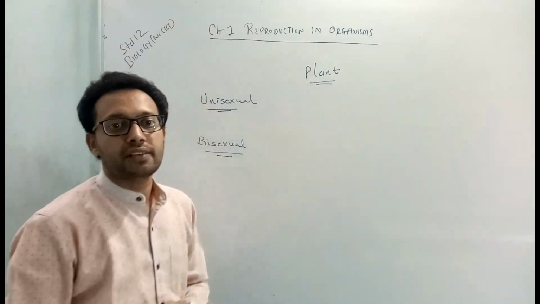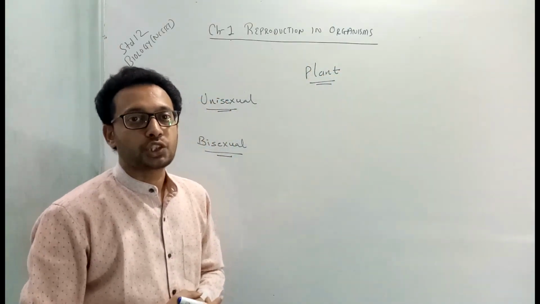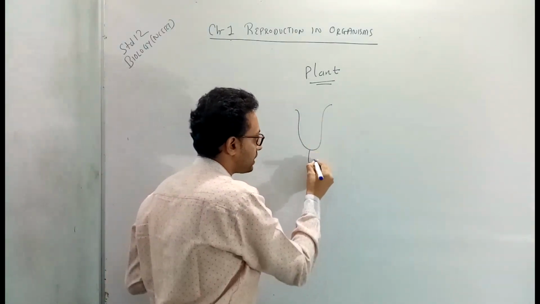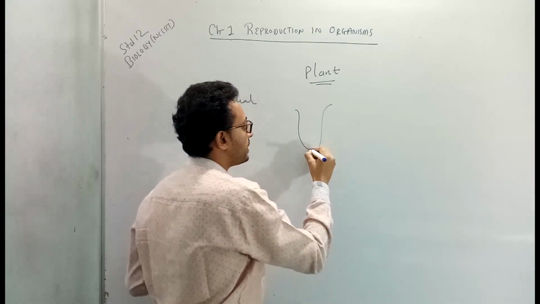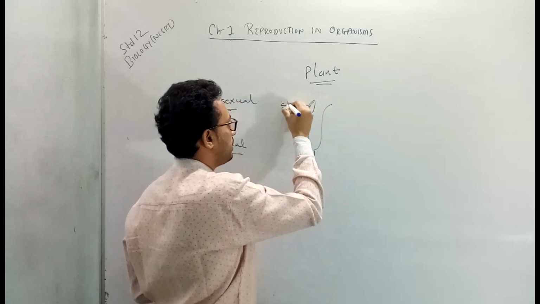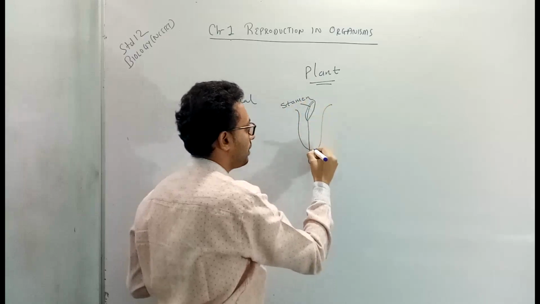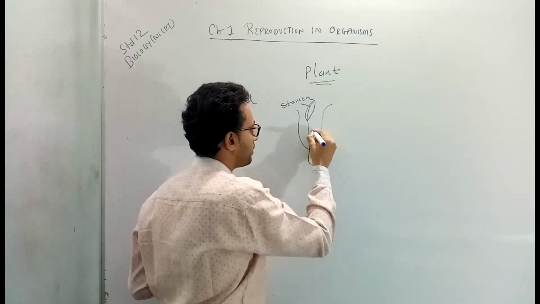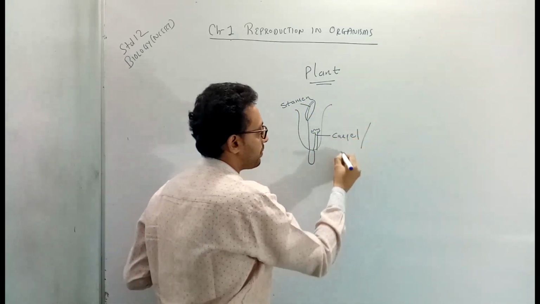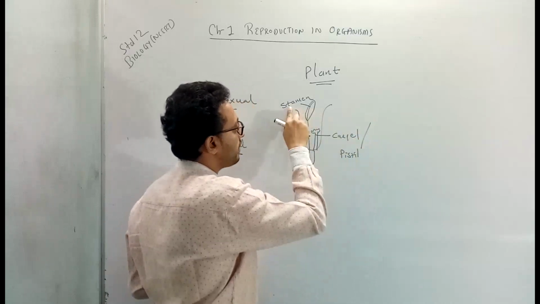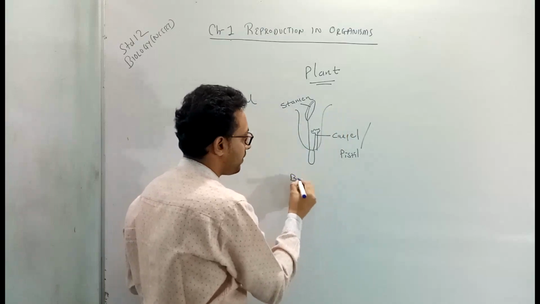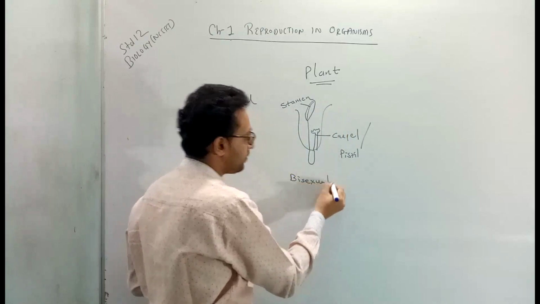You know that in a flowering plant, the flower is considered a sexual organ. So have a look at a flower. Assume that this is a flower. If this flower possesses both types of sexual organs, a male sexual organ, the stamen, and the female sexual organ, the carpel. See here, it possesses both types of sexual organ in the same flower. Such a flower is called a bisexual flower.